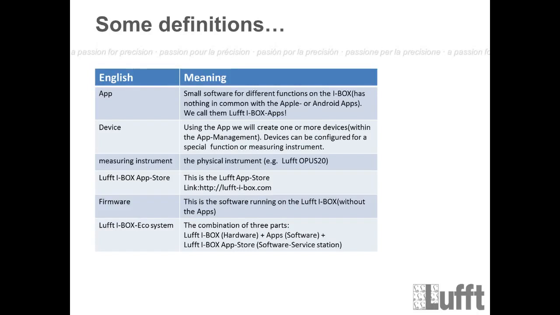Then we have the firmware. The firmware is the software running on the Lufft I-BOX itself. It has nothing to do with the apps. So that's the main platform of the Lufft I-BOX, like Windows 7 or Windows 8 for different desktop PCs. It's the same thing for the Lufft I-BOX. It's the firmware. Then we also have an expression called Lufft I-BOX ecosystem, and that means the combination of three parts: the Lufft I-BOX hardware, the apps, the software, and of course the Lufft I-BOX App Store. This is the Lufft I-BOX ecosystem.